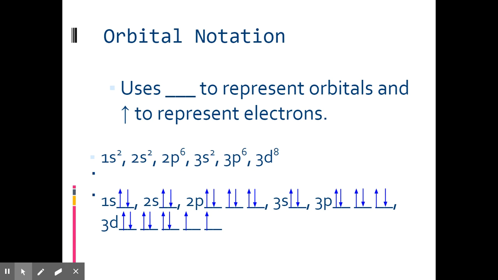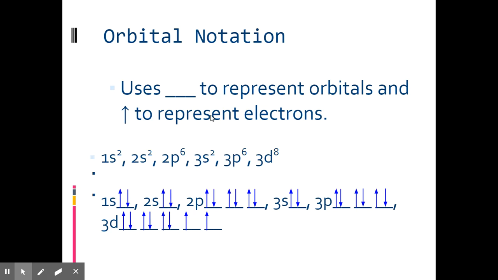For the second part of 4.2, we're going to look at some other notations other than the electron configuration. These are just some variations. You would have to know how to write the configuration first before you were able to do these other variations. So the first type is the orbital notation.